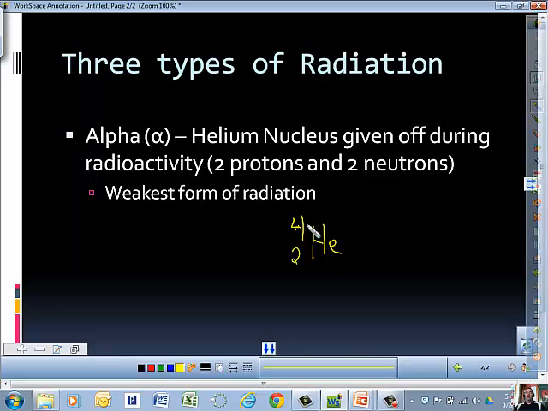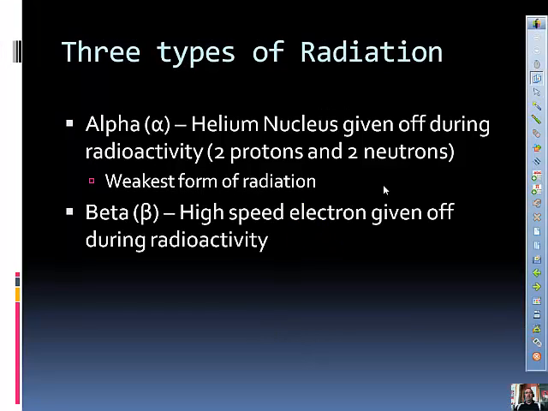Again, just reminding you, in isotopic notation, this is your mass number on top. Your atomic number is going to be listed on the bottom. Your second form of radiation is going to be beta, and this is going to be a high-speed electron given off during radioactivity. Protons and neutrons weigh something, and electrons do weigh something too, again, not very much, but these are the 2 forms of radiation that are classified as matter. So alpha and beta.